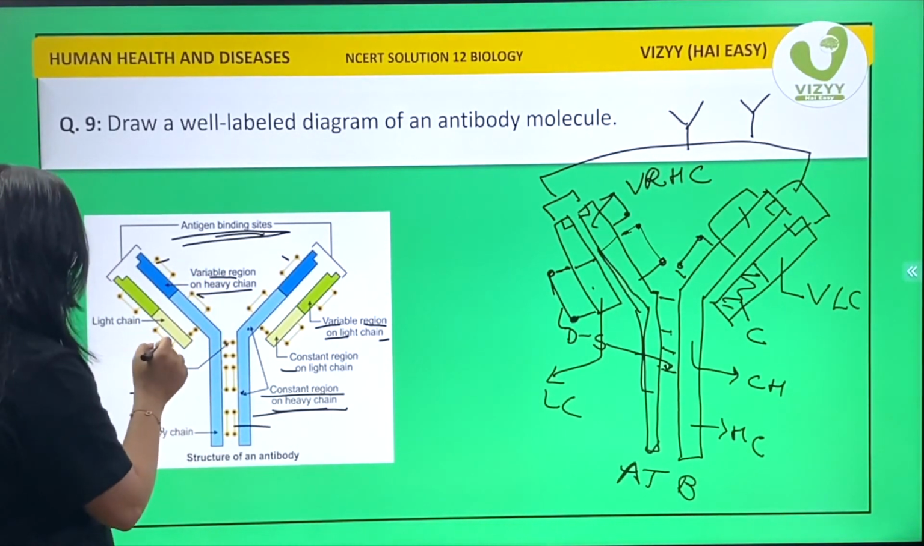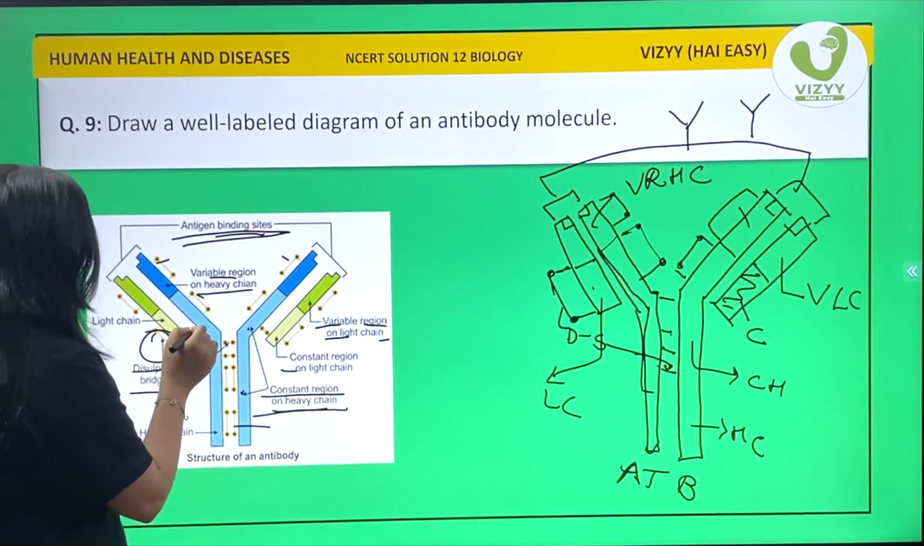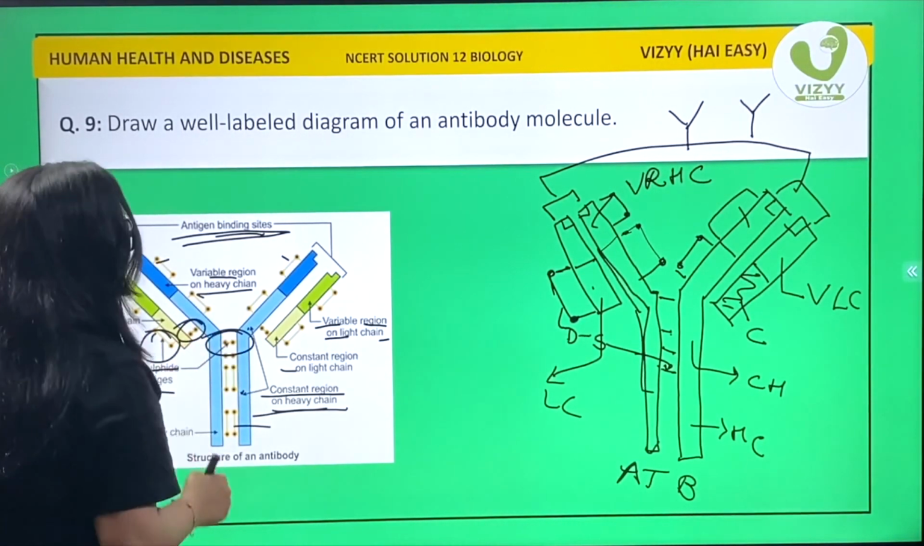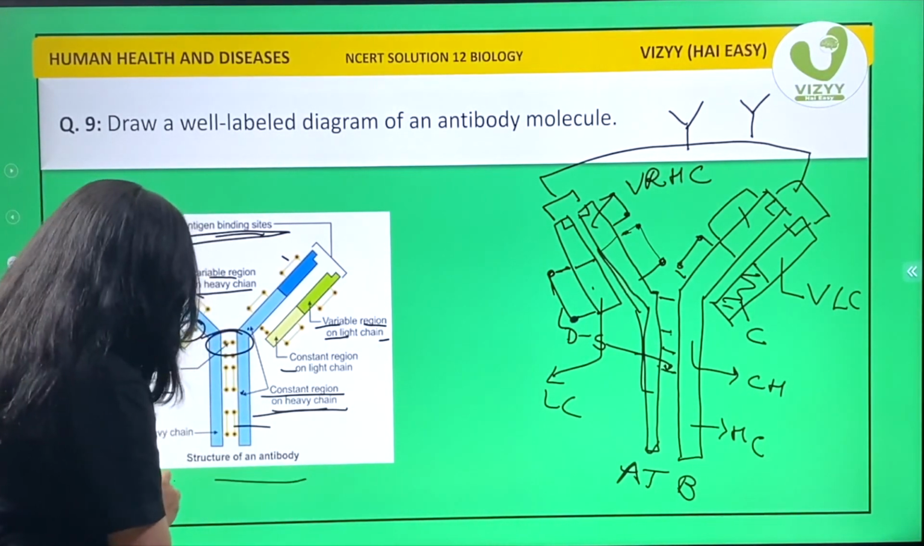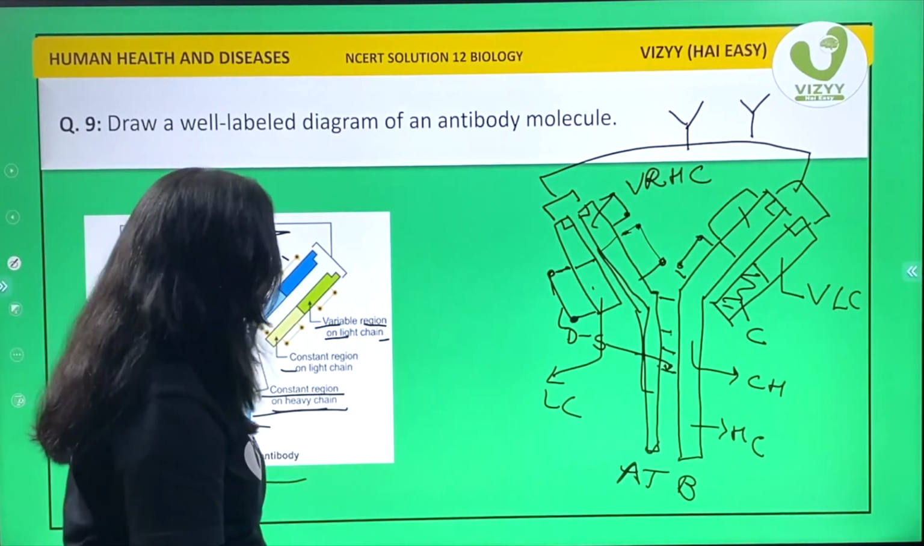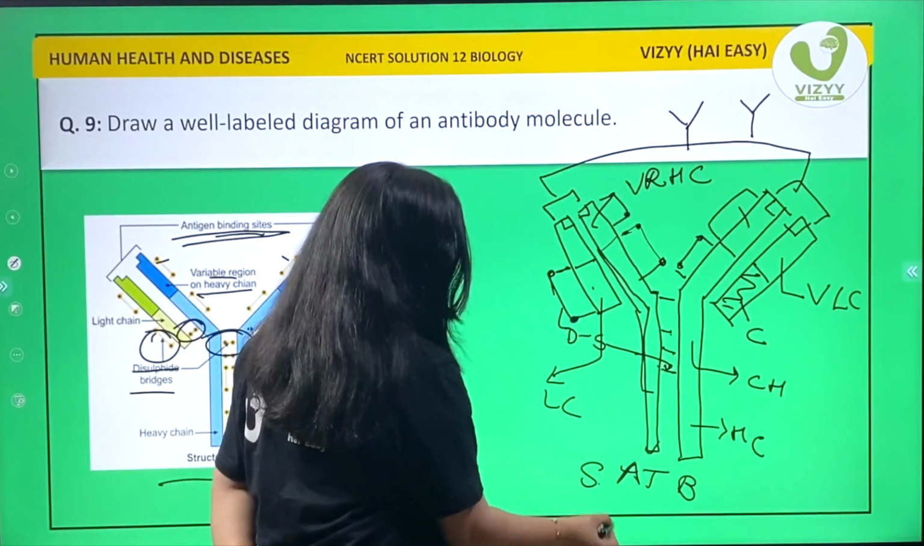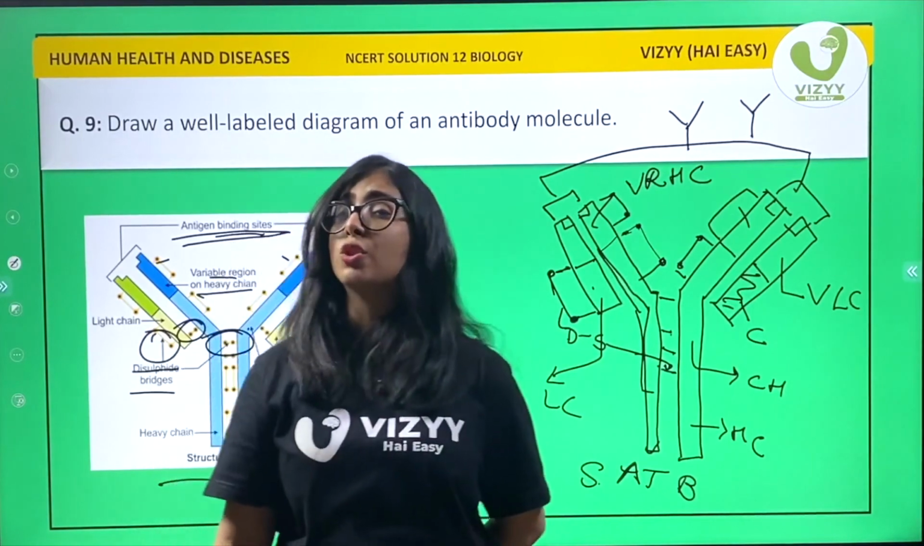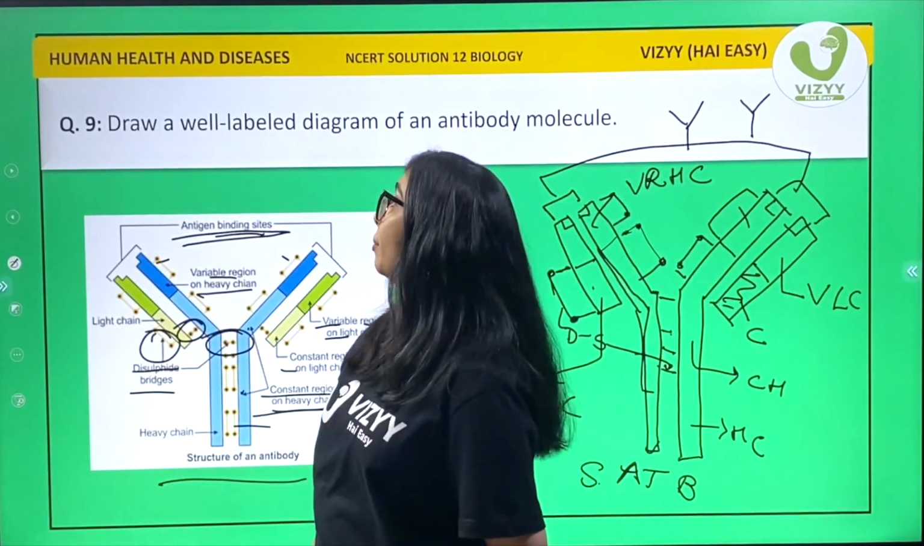Now there are disulfide bridges. These are disulfide bridges. And lastly, remember to write structure of an antibody. So students, we are done with question number 9.